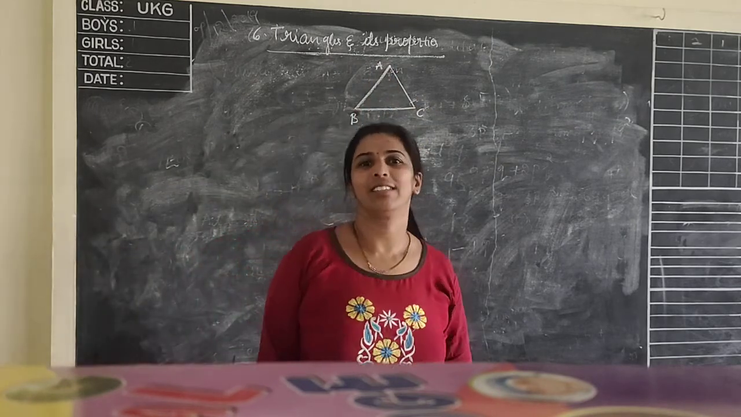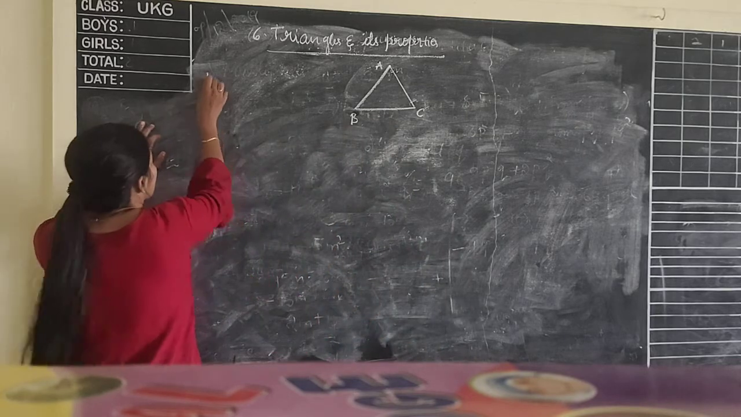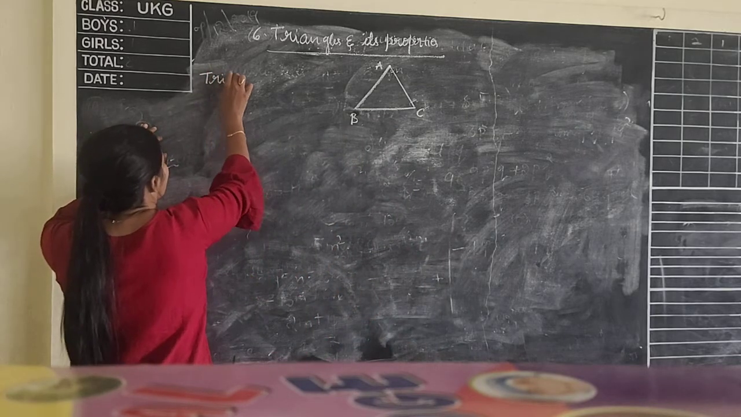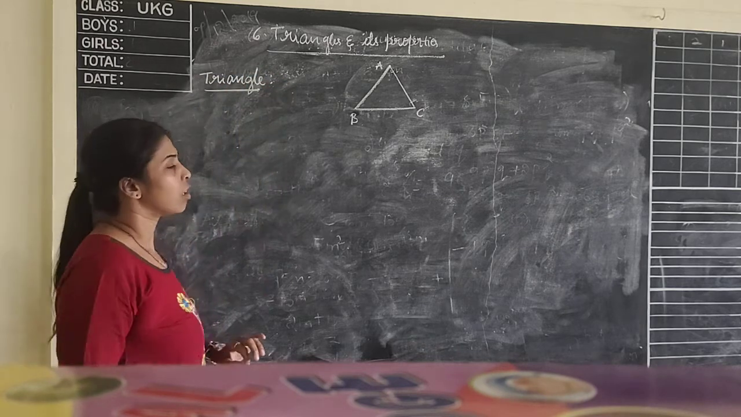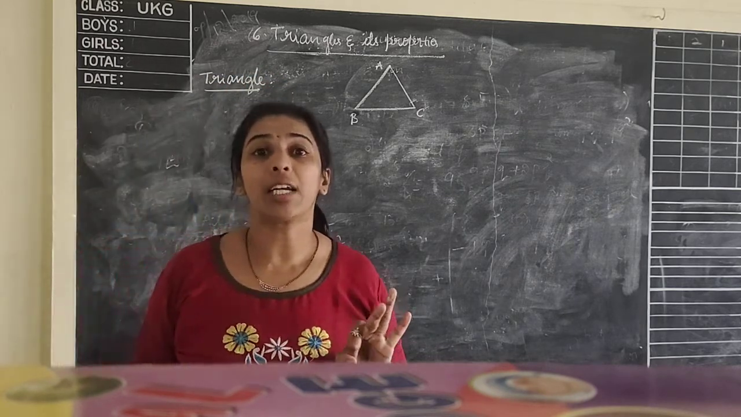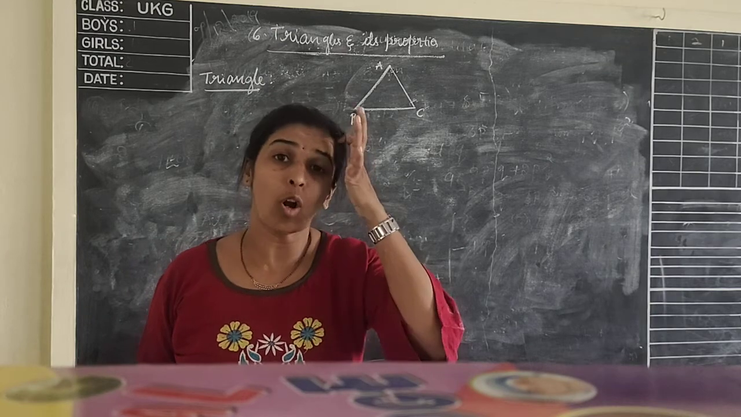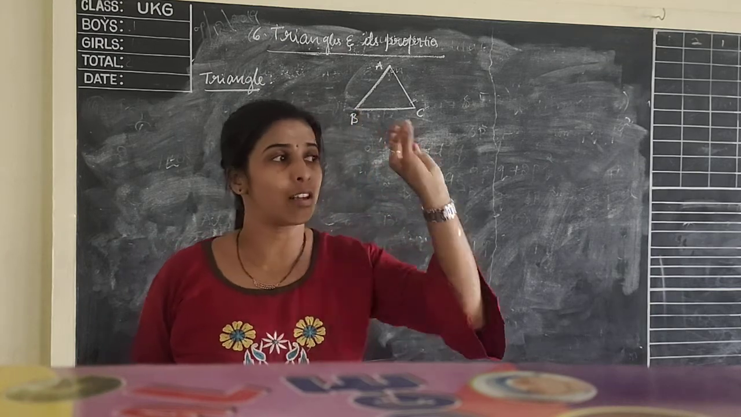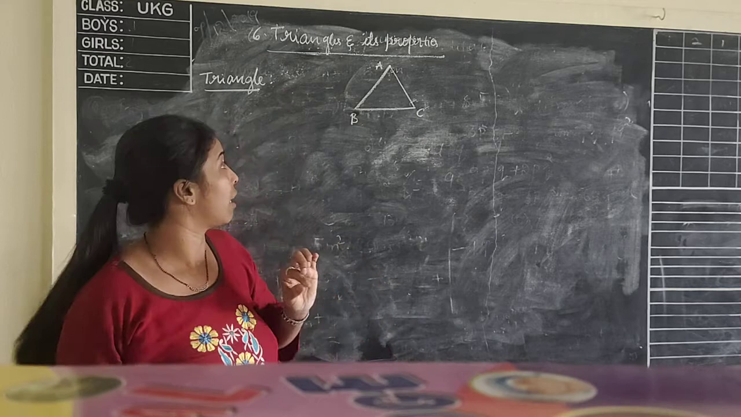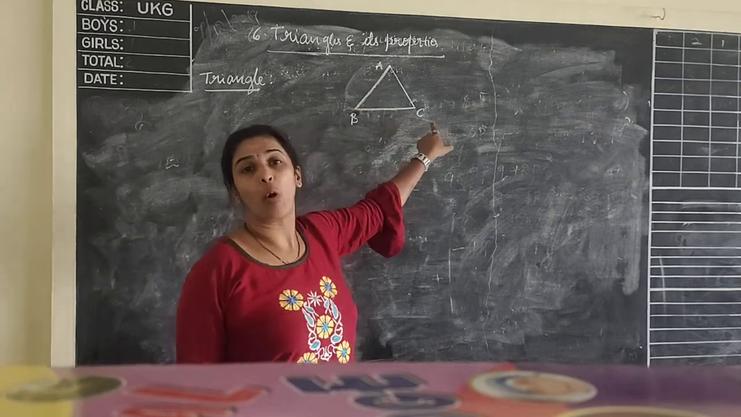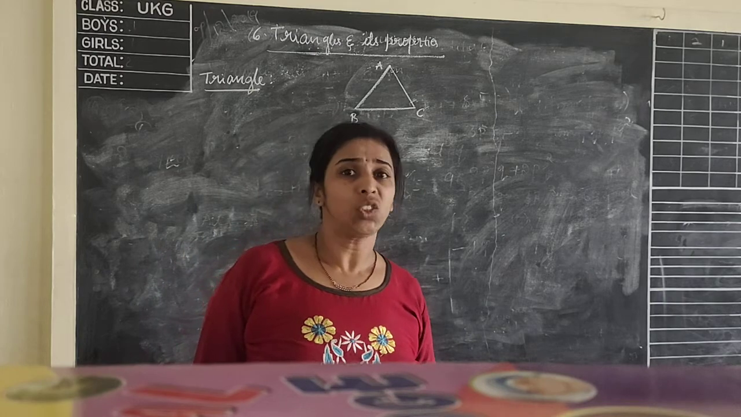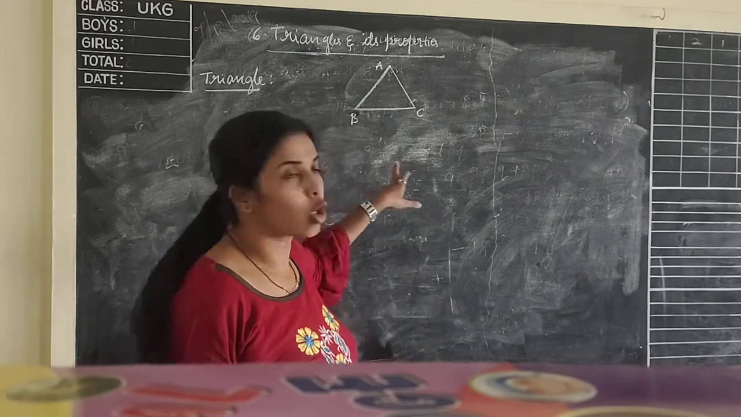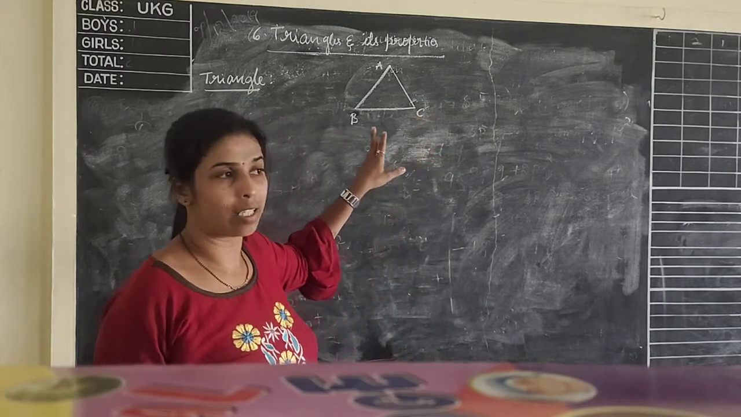This is the triangle. Three non-collinear points. Non-collinear means they are not in a straight line. They are somewhere not in a straight line. When three non-collinear points are joined, we will get a triangle. It's a closed figure. It is not open at any side.